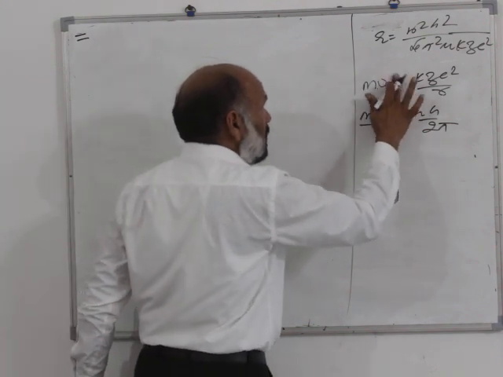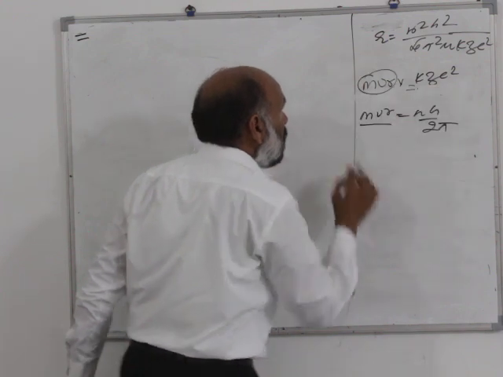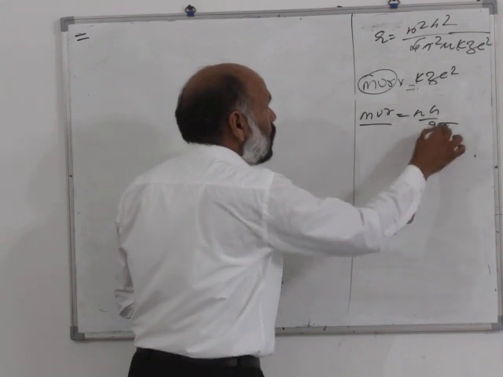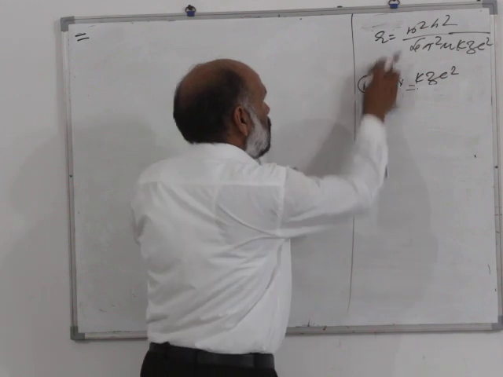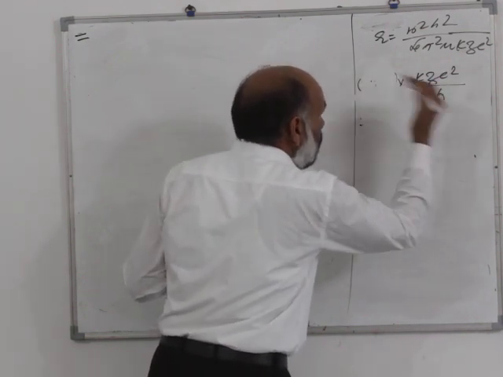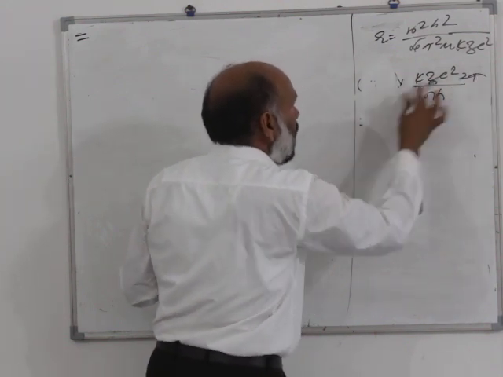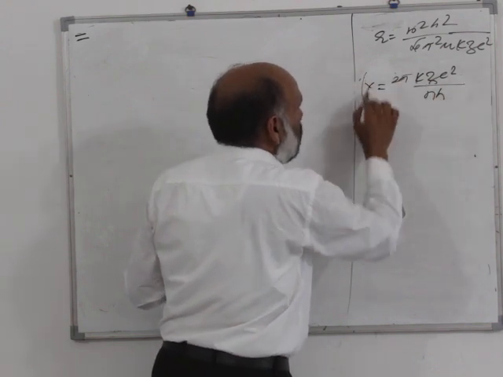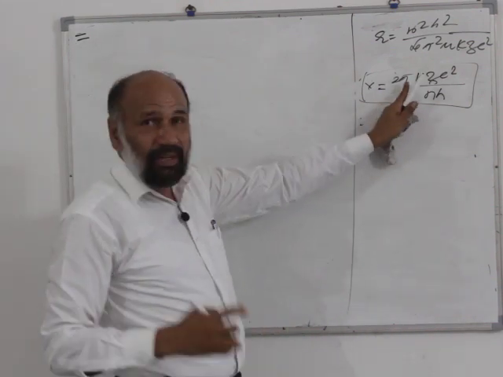Now this can be written as mvv, and this r you brought here, this is called mvr, angular momentum, and that can be written as nh upon 2 pi. So put this value here, nh upon 2 pi. This nh will go in the denominator and 2 pi will go here. So velocity equals 2 pi k z square upon nh. I cannot remember, nobody can remember all these formulae, but you can derive them easily.